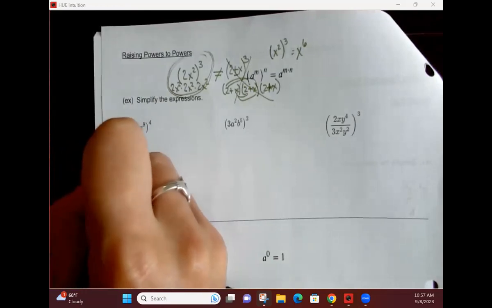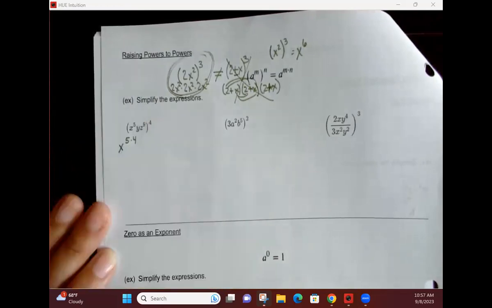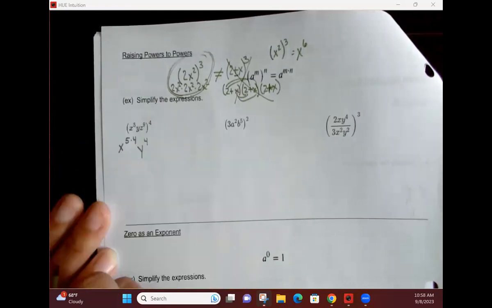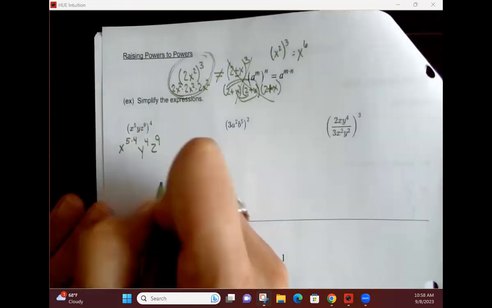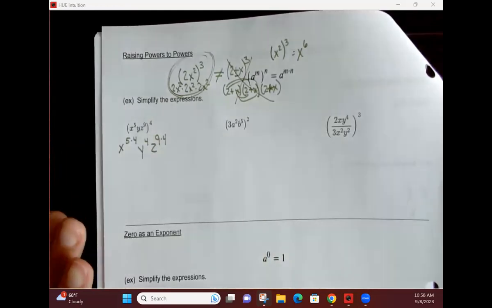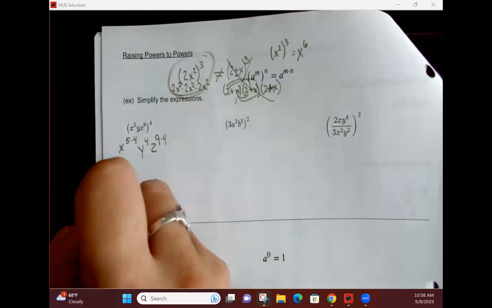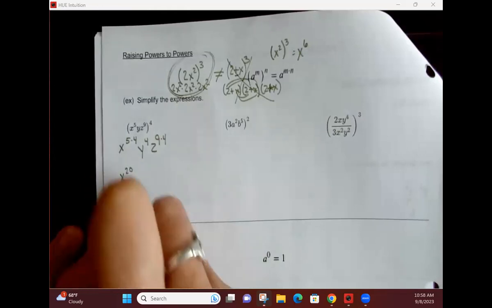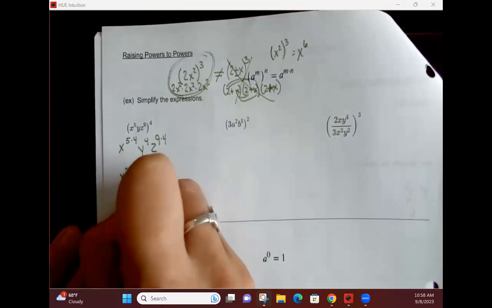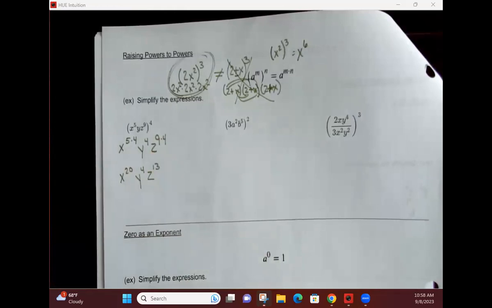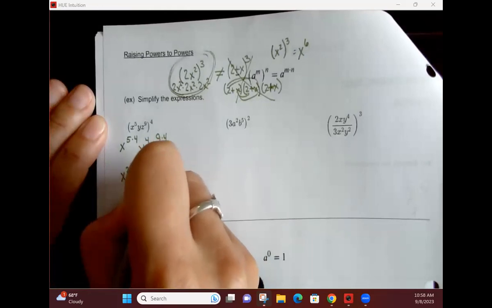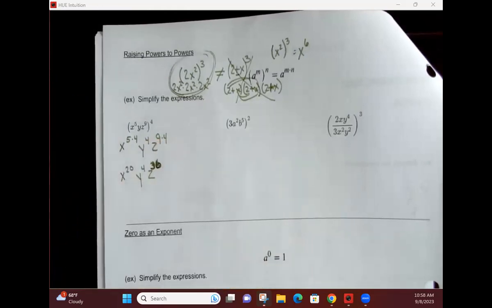So this guy would look like x to the 5th, and then times 4. y to the 4th, because I distribute that power in. And then I've got z to the 9th times 4. When I distribute that power, I have to multiply with the exponent that's already there. So when I clean this up, we would have x to the 20th, y to the 4th, z to the 13th. Or not 13, 36, sorry. I added instead of multiplying. There we go, z to the 36.